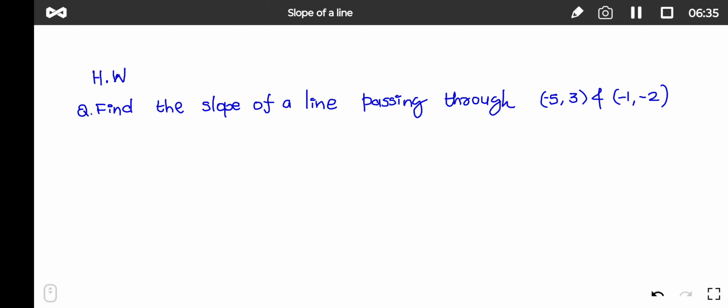This is a practice question for you. Find the slope of a line passing through minus 5, 3 and minus 1, minus 2. Solve by using the given formula m is equal to y2 minus y1 upon x2 minus x1, and comment your answer in the comment section.